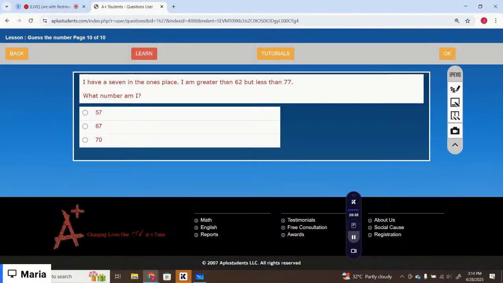I have a seven in the ones place. I'm greater than 62, but less than 77. What number am I?